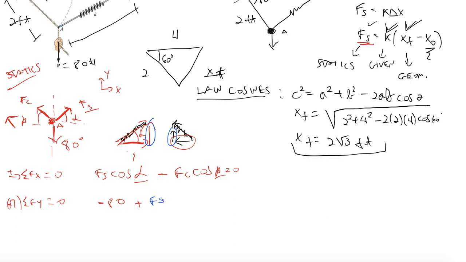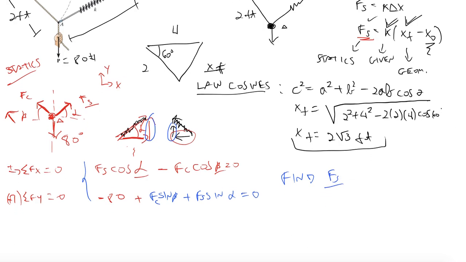So Fc sine, because it's the opposite to the angle, sine of alpha, right? Did I do this right? No, it's beta. Okay, so for Fc the angle is beta. All right, beta plus Fs, which is also going up, sine of alpha. Now it's alpha. Awesome. Equals 0. All right. So these are the two equations that will allow us to solve. So we'll find Fs. And once we find Fs, we're done. We'll be able to finish the problem.